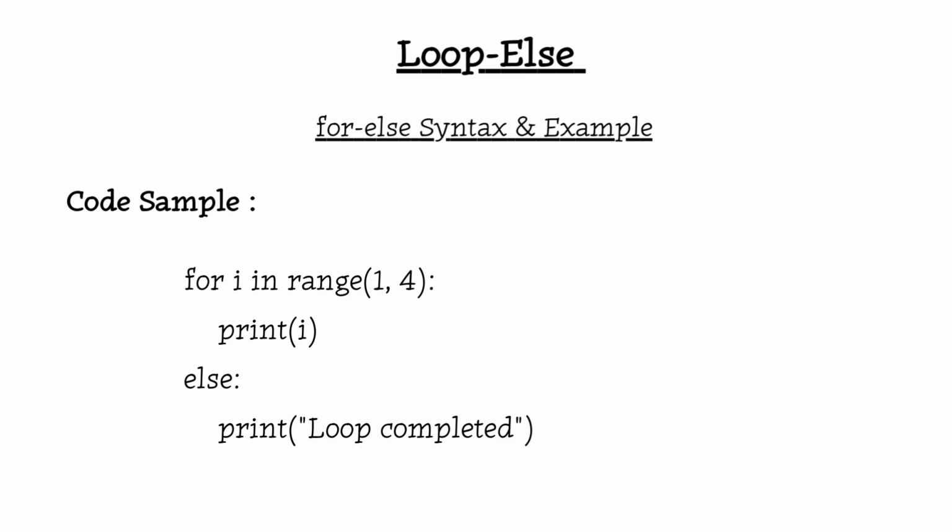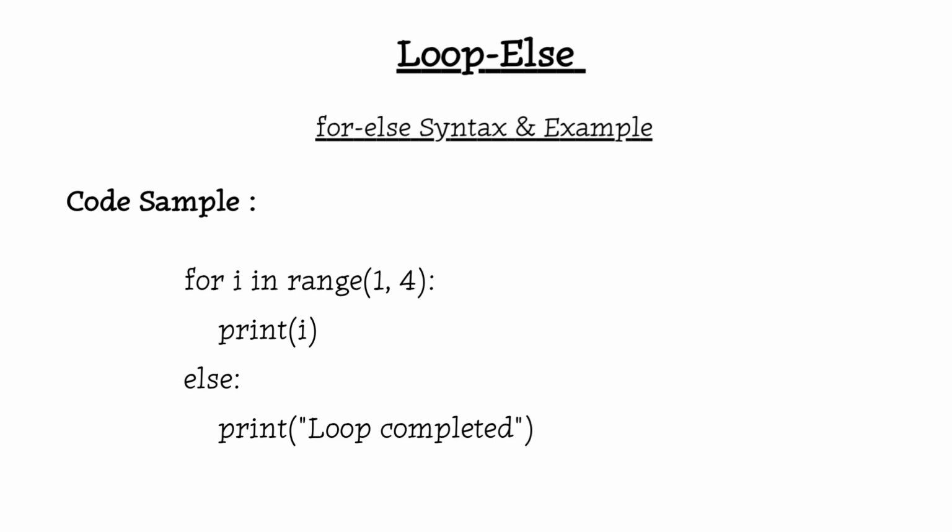So here I have written a loop: for i in range 1 comma 4, and I'm using a print function to print the value of i. And in the same line of the for loop, I use the else block and use a print statement to print one line.